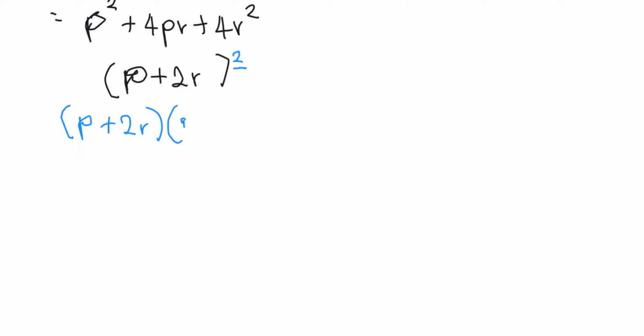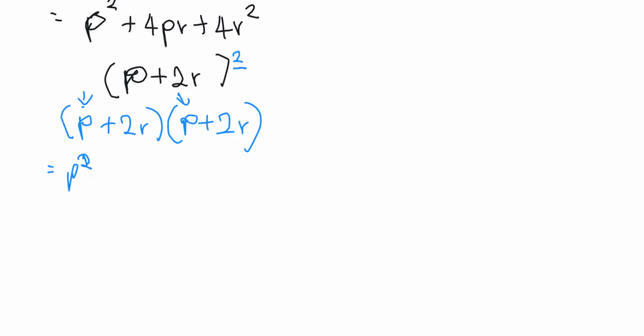And then from here, you go back to our distributive law. You're going to say p multiplied by p. What is it that you're going to have? You are going to have p squared. This is going to be p squared. Then you say p multiplied by what? 2r.